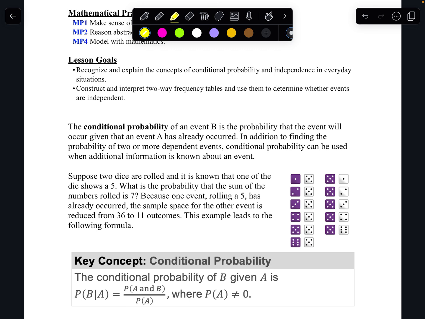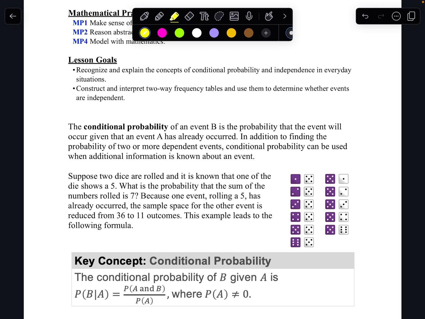So it's the probability of an event B happening given that event A has already happened. So instead of using your whole sample space, the sample space is going to change because you're only going to have to worry about event A.